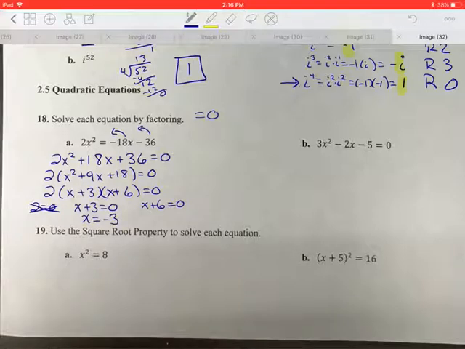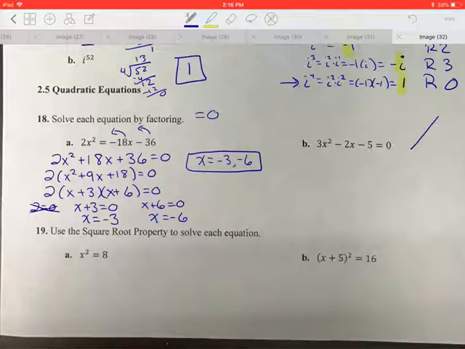So I get an answer of x equals -3 and x equals -6. So we always want to list our 2 solutions. I don't care what order you put them in, but make sure you list them both. All right, so let's try the same thing for b. Now it's already equal to 0, so that's done for me. And I don't have a GCF, so I'm going to do factoring by grouping.